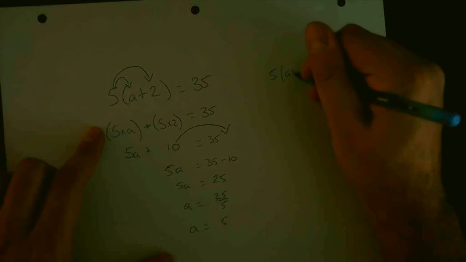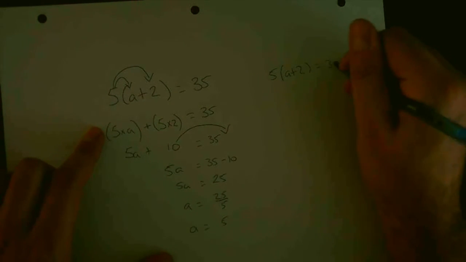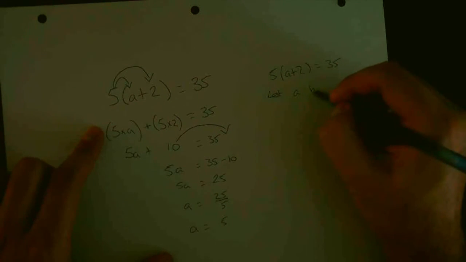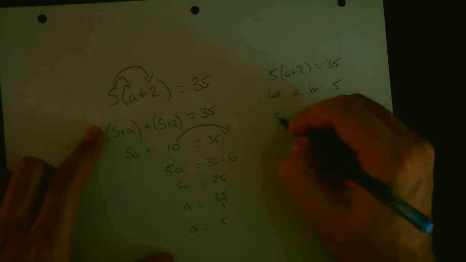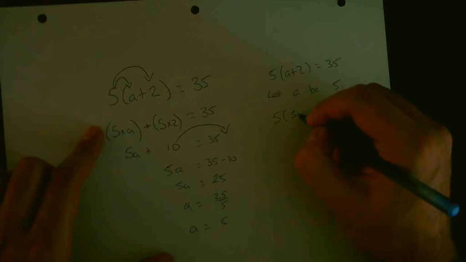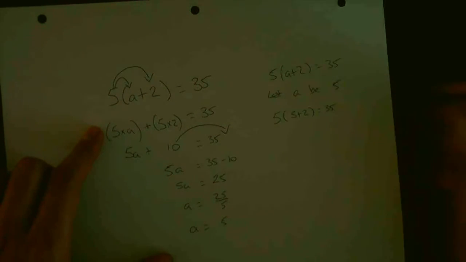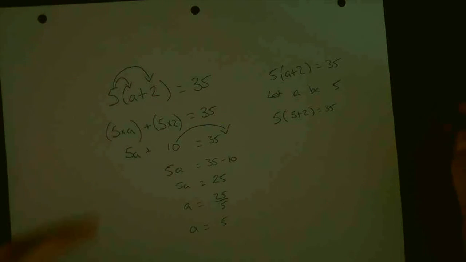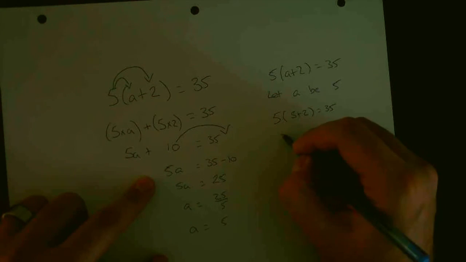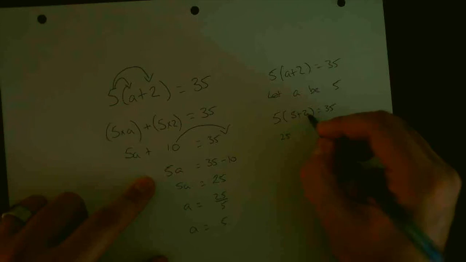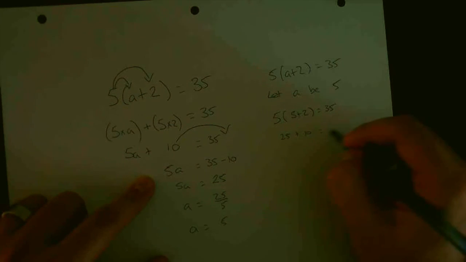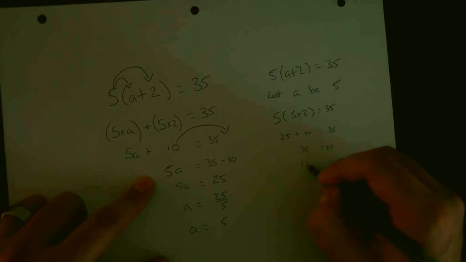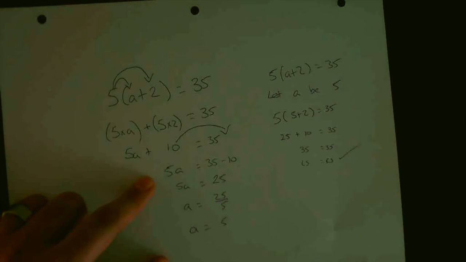I'm going to rewrite it. Equals 35. Let a be 5. 5 bracket 5 plus 2 equals 35. Two options here. I'll do it the long way. 5 times 5 is 25. 5 times 2 is 10. Equals 35. 35 equals 35. Left side equals right side. And we are good to go.